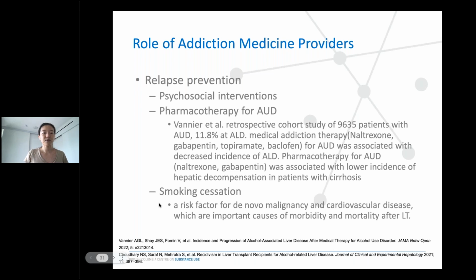And then the other important piece that comes up is the idea of smoking cessation. So patients with alcohol-related liver disease who receive transplantation actually die more commonly from de novo malignancy or cardiovascular disease. Smoking is so very much associated with both of these, so it's a very important risk factor to address in promoting health in our patients. And it's actually well established in the literature too that patients with alcohol-related liver disease are more likely to smoke.